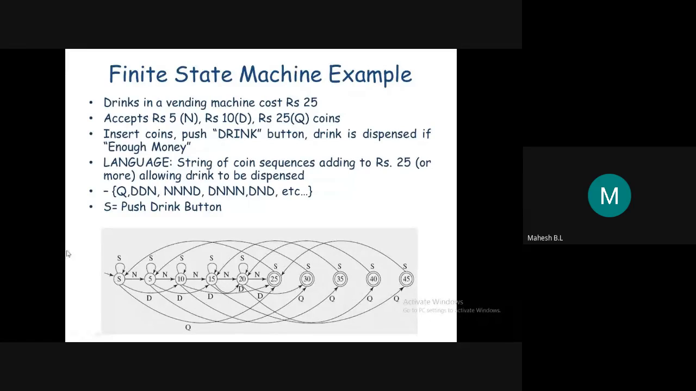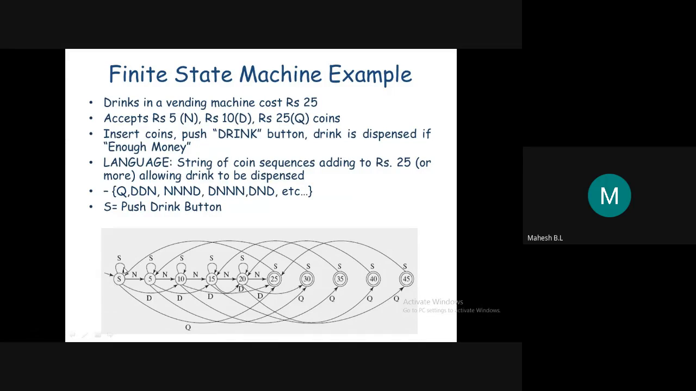Now this is the FSM for the vending machine, which will dispense the drink whenever a sufficient amount has been inserted. Now see, the incoming arrow indicates the initial state. So S is the initial state. S is representing pushing of the drink button. Right now the vending machine is in the start state. If you push S, meaning pushing the drink button, there is no change in the state.